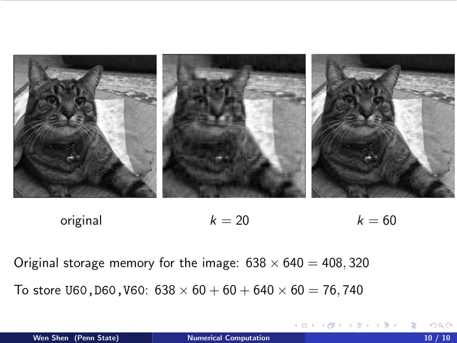So U60, the size is 638 times 60. And for the diagonal one, we just need to remember the first 60 singular values. And V60 will be 640 times 60. If you add this up, what you get is 76K numbers to store. So you see this is much smaller than that, and you save a lot of memory space, and yet you still have an amazingly good approximation to the original image.